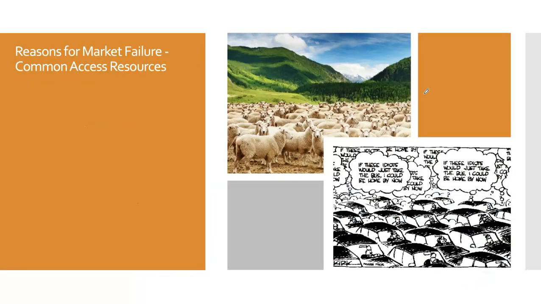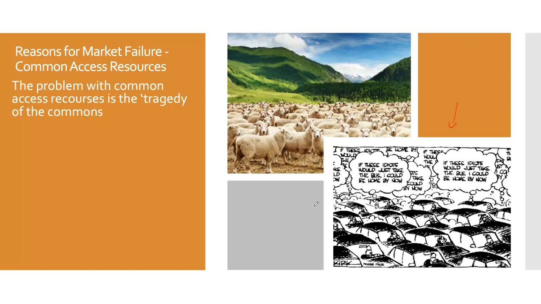So why is this a market failure? It comes down to this cartoon here. "If these idiots would just take the bus, I could be home by now." The problem with the common access resources is what we call the tragedy of the commons. And for those that have never heard of this or don't know what a common is, this is a representation of a common, which I'll explain in a second.